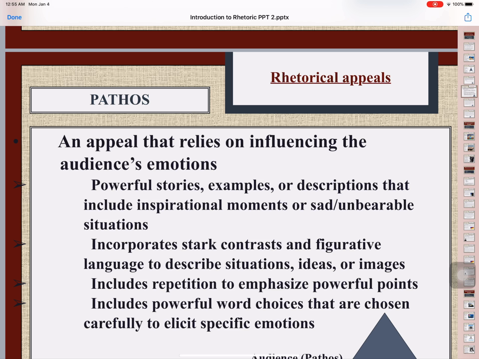Okay, number 2, incorporates stark contrasts and figurative language to describe situations, ideas, or images. Includes repetition to emphasize powerful points. Includes powerful word choices that are chosen carefully to elicit specific emotions. So we want to be very thoughtful about our word choice, our diction, and how we put them together in syntax. So audience, pathos.